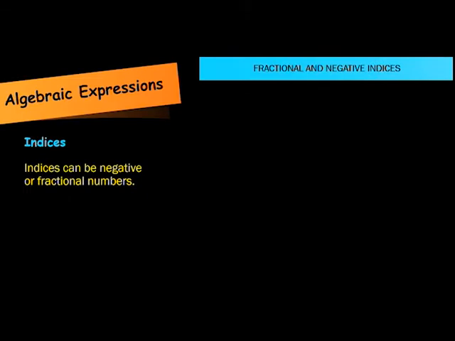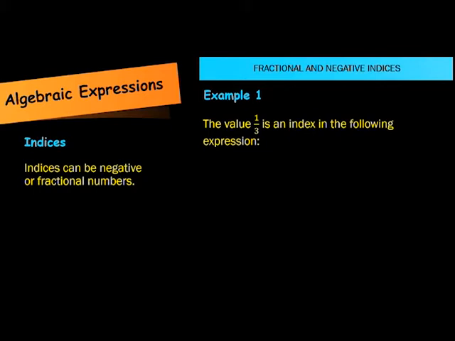Indices can be negative or fractional numbers. So, for example, the value 1 over 3 is an index in the following expression. This simplifies to x to the power a third plus a third plus a third. And of course, this equals x to the power 1, which equals x.